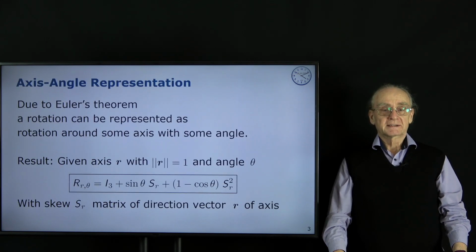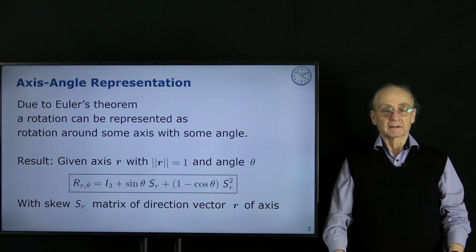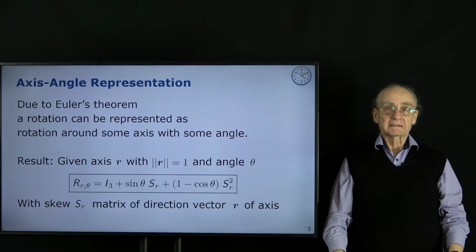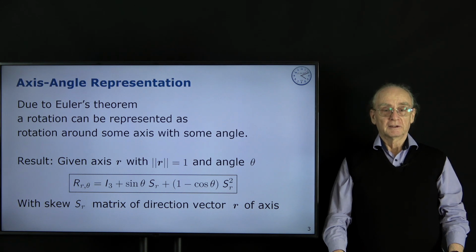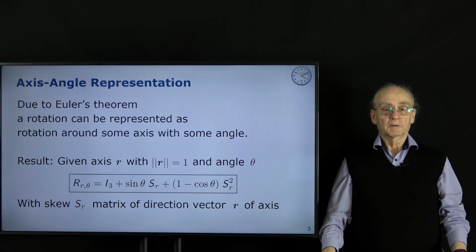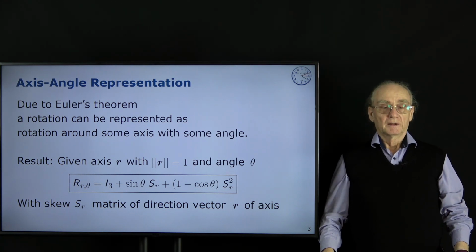So let's start with the axis angle representation. Why is it possible to describe a rotation by a rotation axis and an angle in 3D? This goes back to Euler's theorem, where he says that a rotation of a sphere, that's what we are doing, onto itself can be represented as a rotation around some axis with some angle.